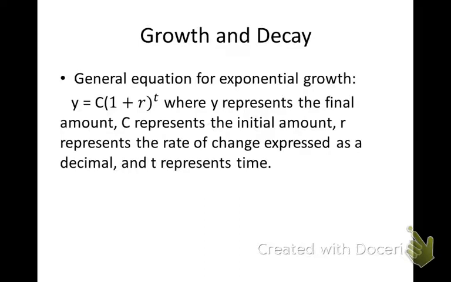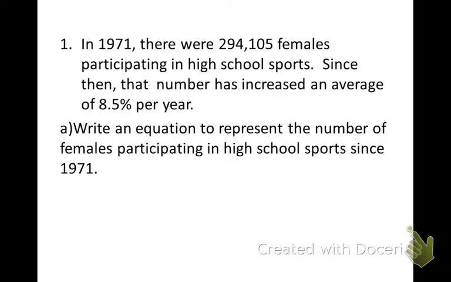So the general exponential growth formula is y equals C times the quantity 1 plus r, close your parentheses, to the t, where y represents the final amount, C represents the initial amount, r represents the rate of change, again you have to change it to a decimal, and t represents the time. So we're going to use that formula and solve a problem. Again, the formula is y equals C (1 plus r) to the t.